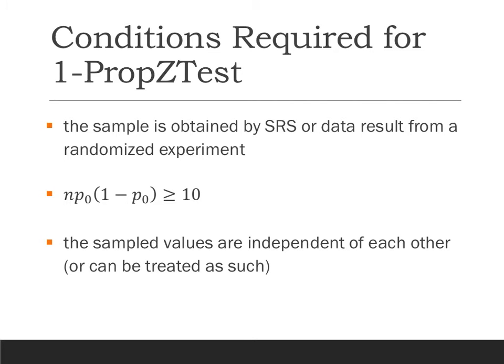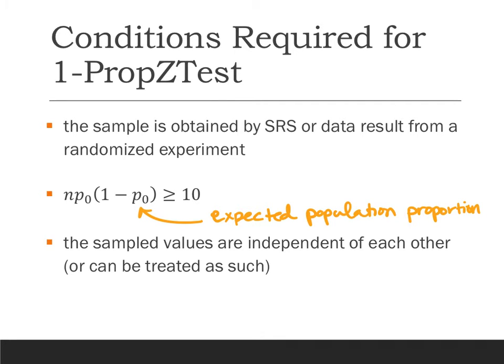We've still got to have one of those two things. That was the condition that we had to meet for the one prop z int as well. Then we have to calculate n times p naught times 1 minus p naught. So again, this notation, p sub 0, is the expected population parameter, or proportion. Too many p's.